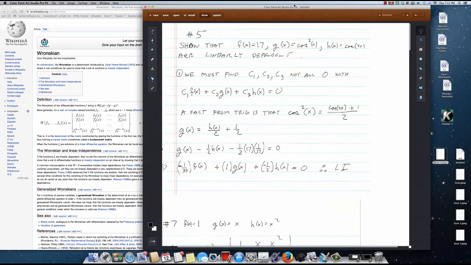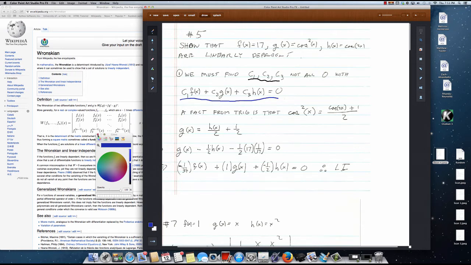It says we're supposed to show that the functions f of x equals 17, g of x equals the cosine squared of x, and h of x is the cosine of 2x are linearly dependent. This means we need to find these three constants, C1, C2, and C3, that have the property that we can write 0 as a linear combination of the 3 functions.